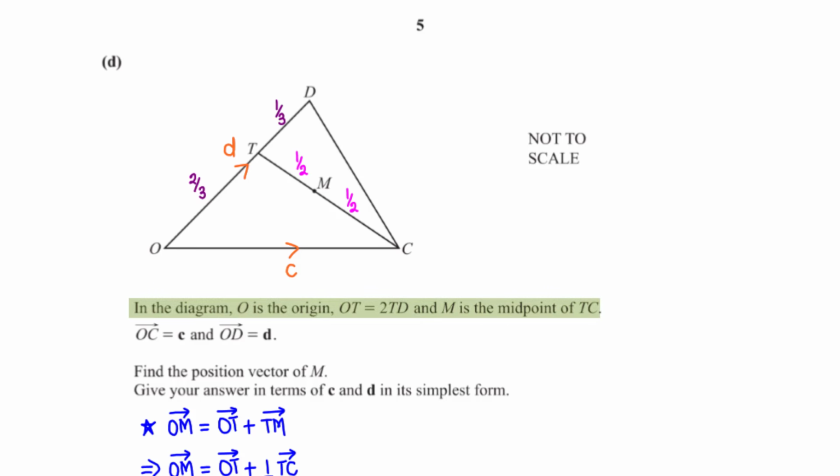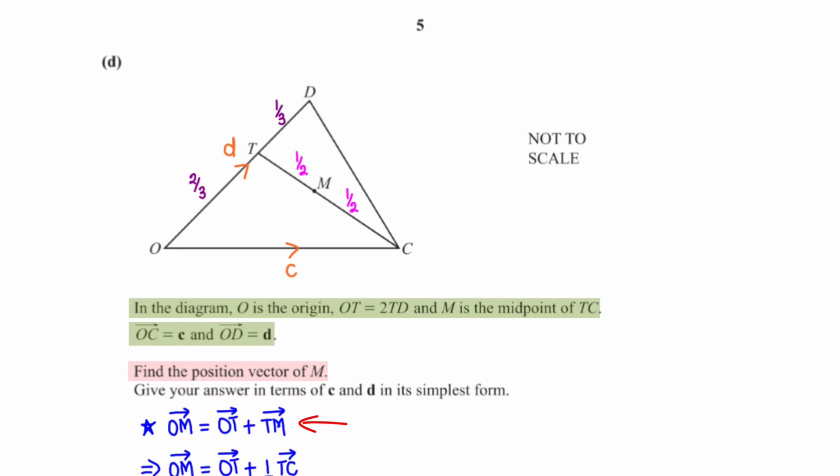In the diagram, O is the origin, OT equals 2TD, and M is the midpoint of TC. Vector OC is C, and vector OD is D. Find the position vector of M. Give your answer in terms of C and D in its simplest form.